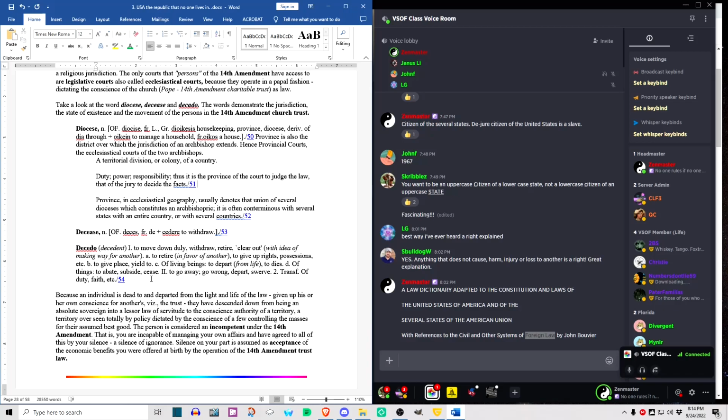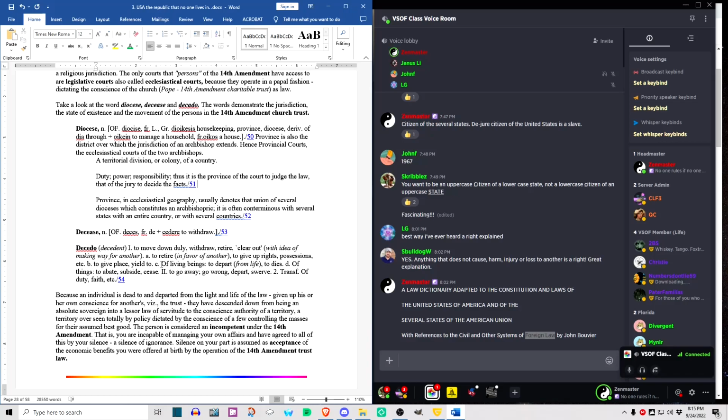Subside, cease, to go away. Go wrong, depart, swerve, transfer. Duty, faith, etc. Right? This is the decedent. They call you a decedent in your IRS master file. Did you know that? You'd better, because that's how they're keeping track of you. They're keeping accounting of abandoned infants' estates who they presume are dead. That's all they're doing. The IRS is nothing but a glorified accounting firm.